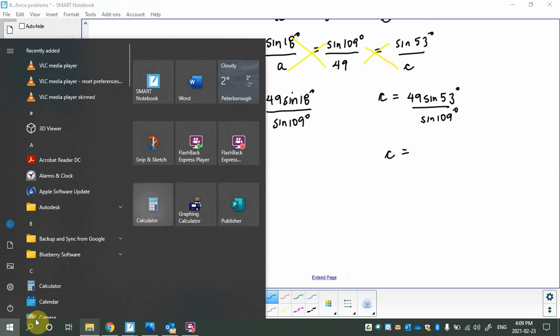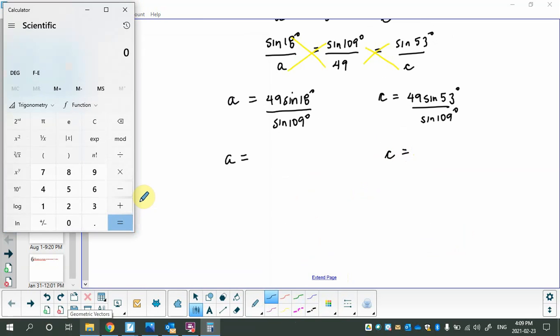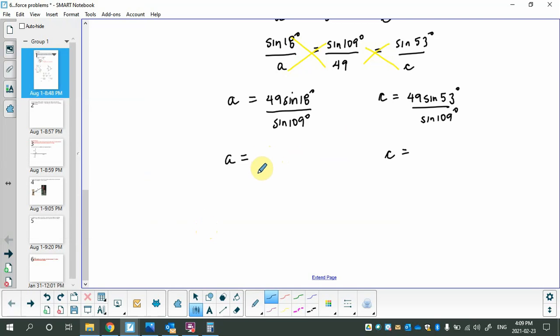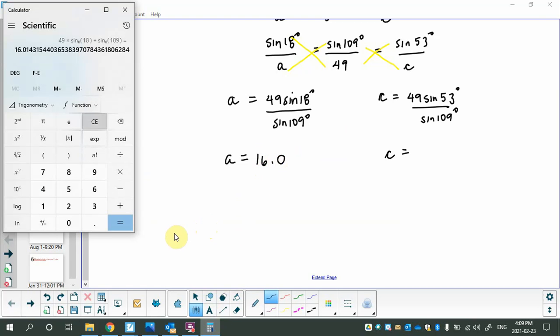Make sure that your calculator is on degrees because we are not using radians in this question. So 49 times sine 18 on my calculator, divided by sine 109 on my calculator, equals, at the very end, and I get 16.0 to one decimal place. Then I'm going to redo it, but on the other calculation.